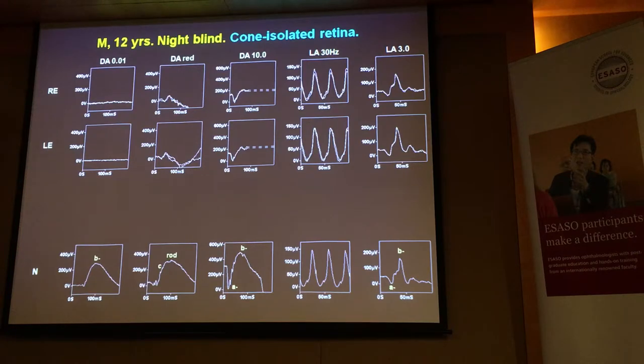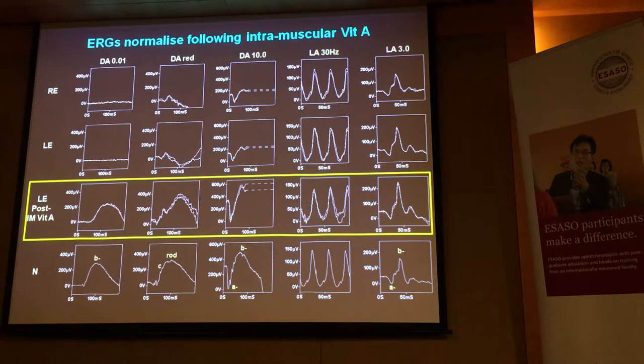So the kid had 2 intramuscular injections, and that's what happens to the left eye before and after. Complete normalization of the ERG. We now see the rod component coming in after the cone component. Bright flash A wave goes from 120 to 320 microvolts. We've now restored rod function. The cones, of course, stayed exactly the same.